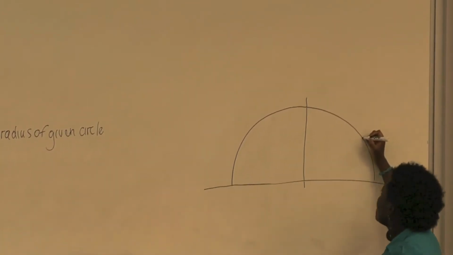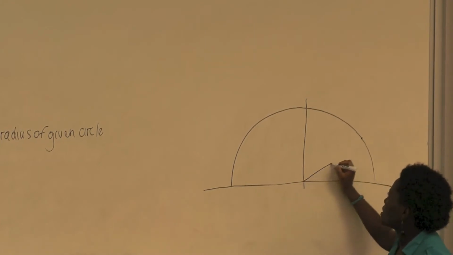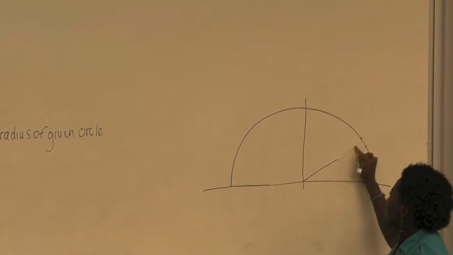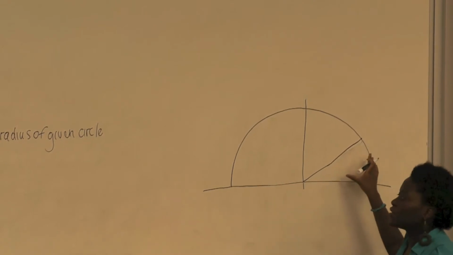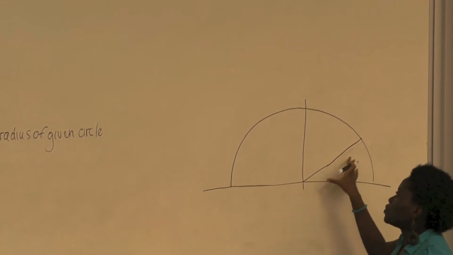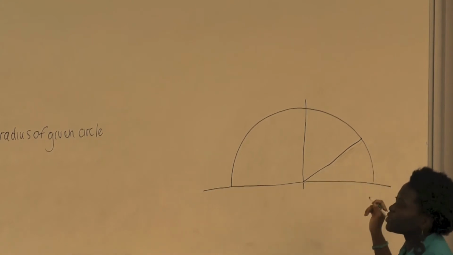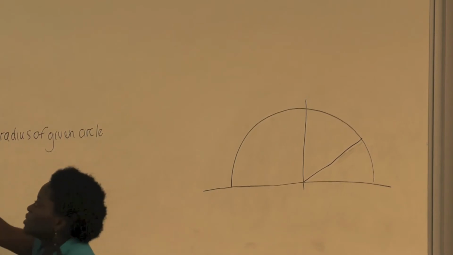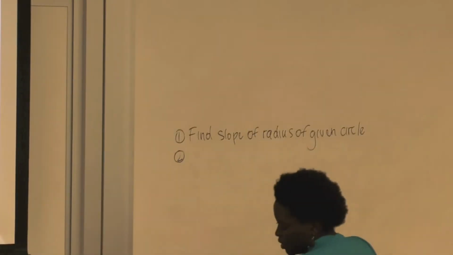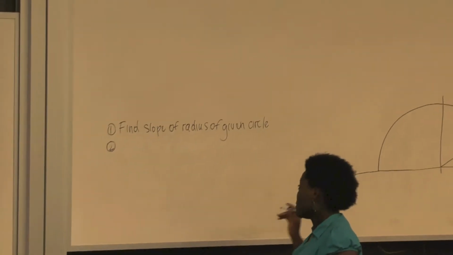So I picked a point, drew the radius, and then I just found the slope of the radius, since we know 2 points on the line to find the slope. And then the second step is we want to find an equation of the tangent line which is perpendicular to that radius.